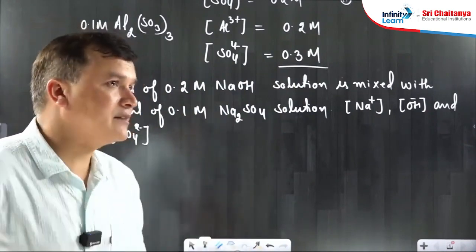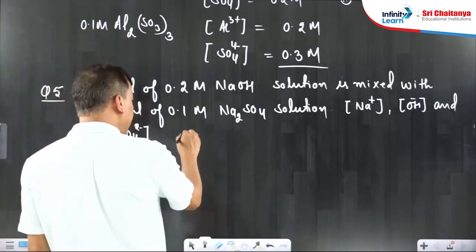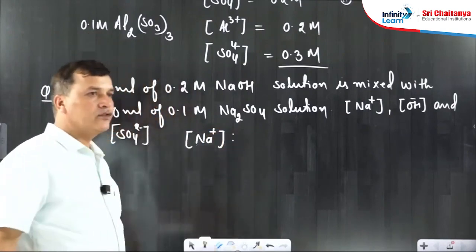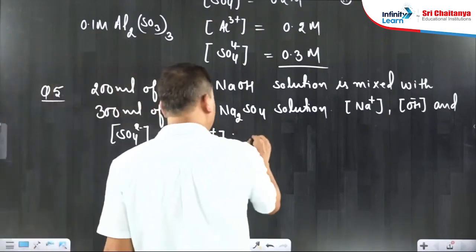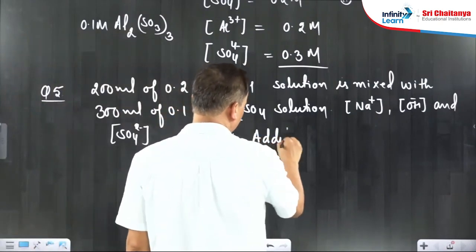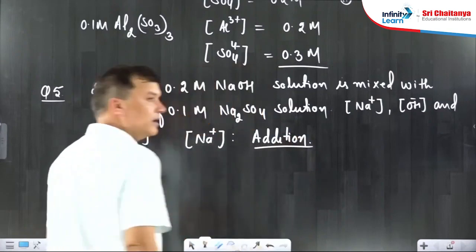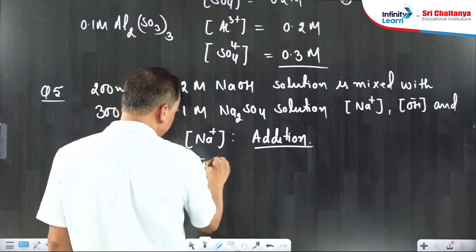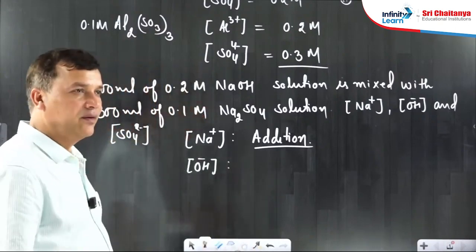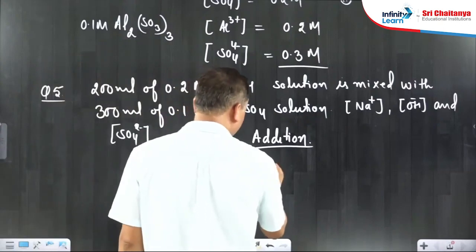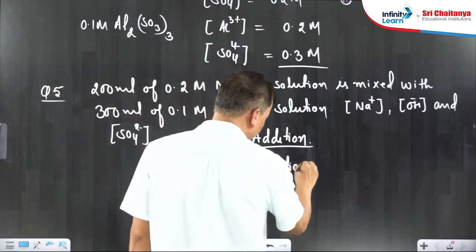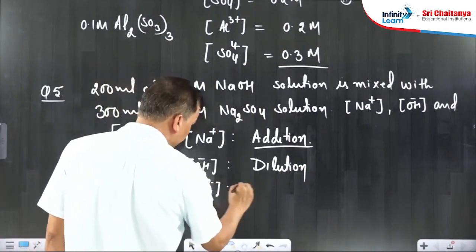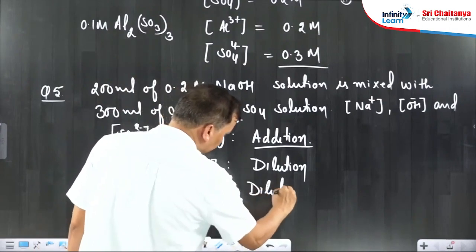Now tell me, where will there be addition and where will there be dilution? What about the sodium positive? For the sodium positive, it will be addition. And for OH negative, what about the OH negative? Very nice. There will be dilution. And what will be the molar concentration of SO4 2 negative? Here it will be dilution.